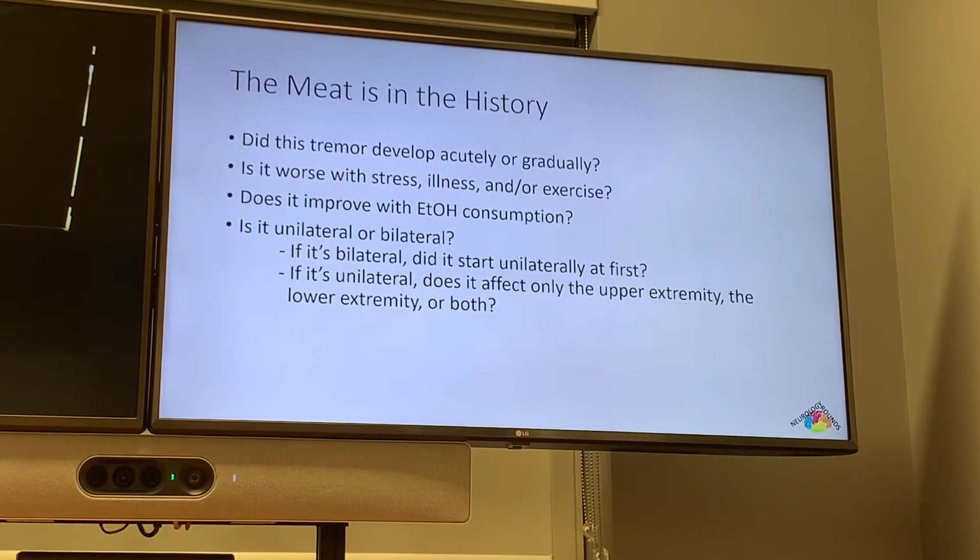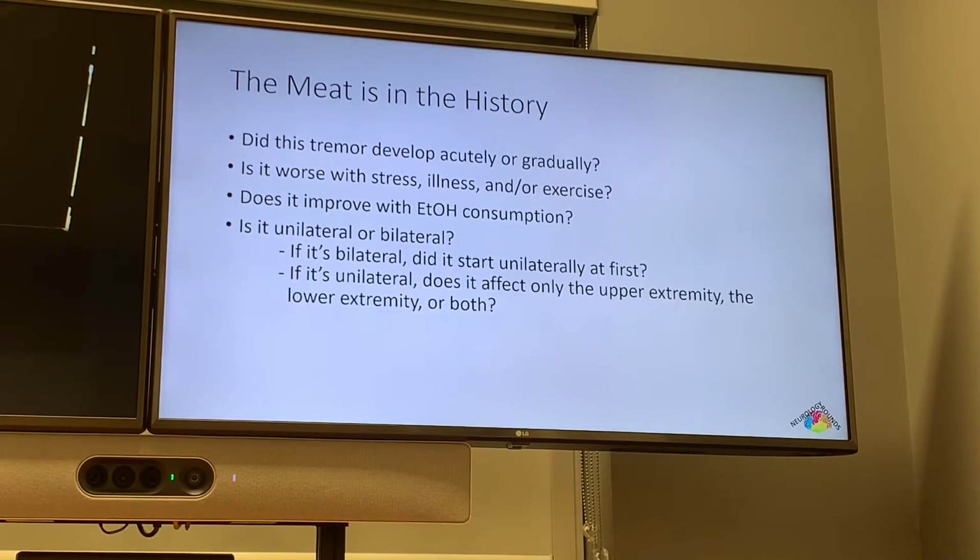Is it worse with stress, illness, and or exercise? So this would be a feature of an enhanced physiologic tremor, and I'll go over that later as well. Does it improve with alcohol consumption? That's more of a feature of a benign essential tremor, so the familial type of tremor. And then of course, is it unilateral or bilateral? And if it's bilateral, did it start on one side at first? And if it's unilateral, it's always safe to ask, does it affect only the upper extremity, or is the leg involved as well? Or is it both?